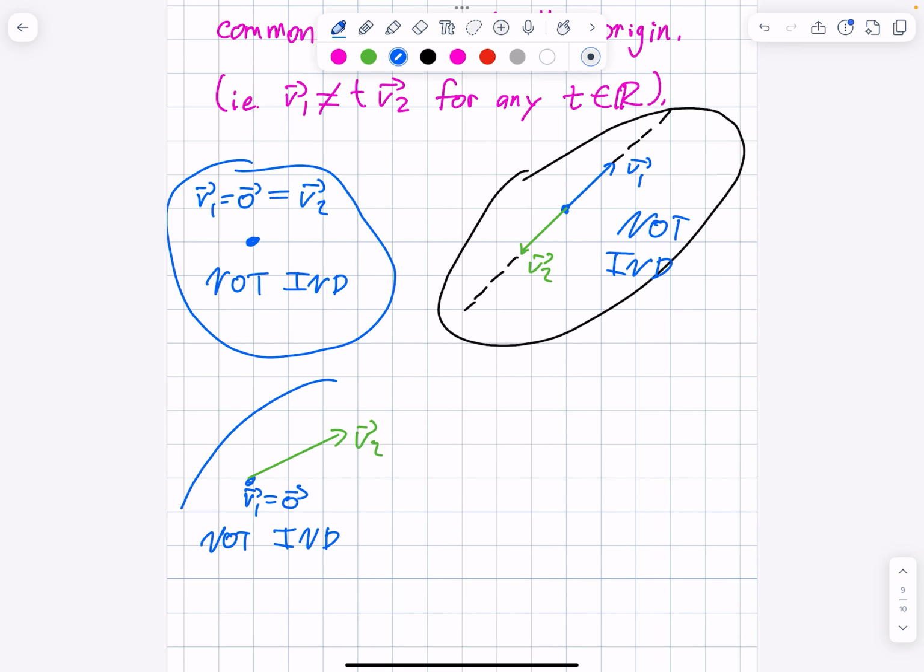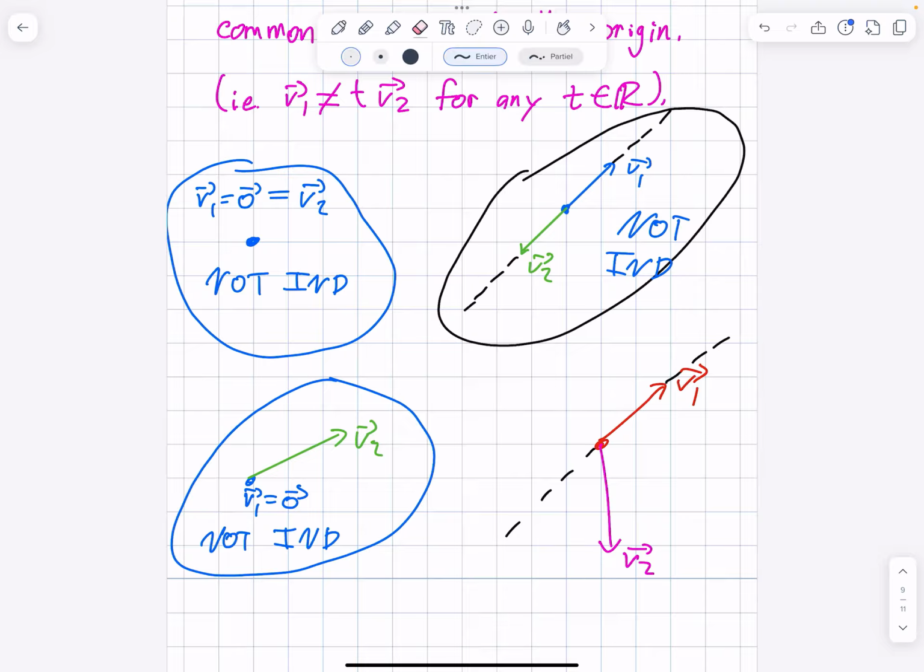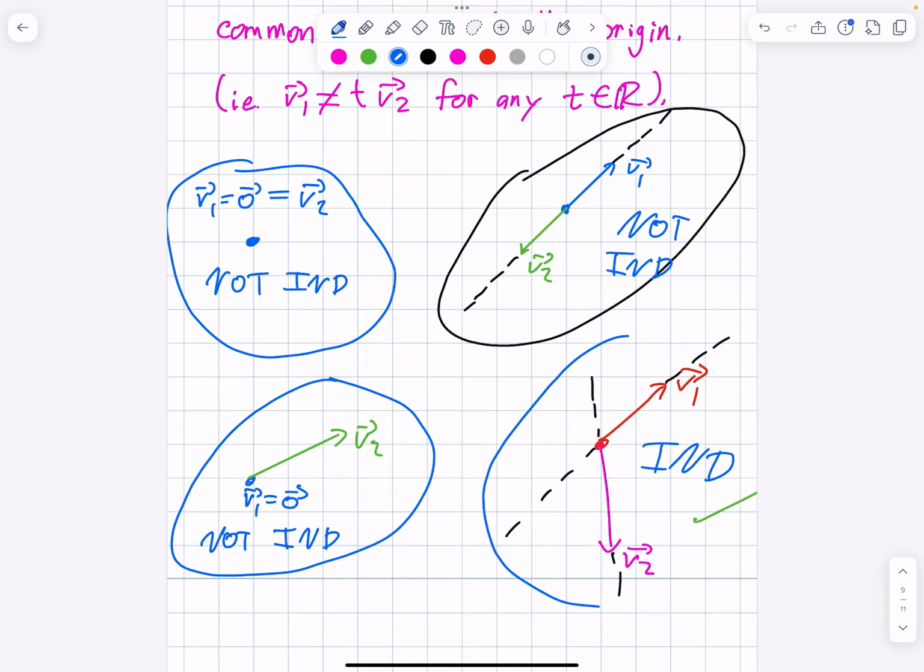So none of these examples are independent. The example where they are independent would be if here's our v1 pointing off in one direction, here's our v2 pointing off in another direction. They do not lie on a common line, so the lines they determine are not identical. And so in this situation, this is when you do have independence. This is the independent case. Just trying to visualize the situation a little bit here.